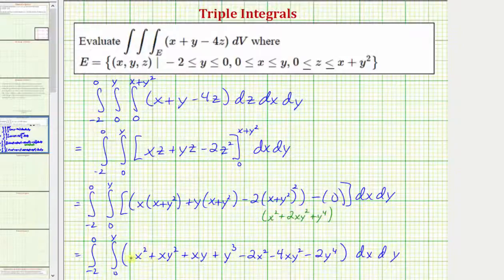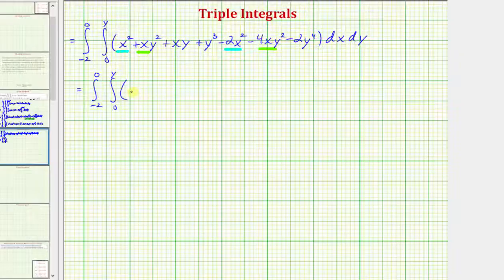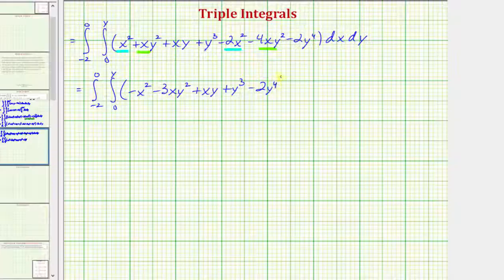And now we'll simplify here by combining like terms. So we have 2x squared terms. We also have 2xy squared terms. So the simplified integrand function is going to be -x squared, and then minus 3xy squared, and the other terms remain the same, so we have plus xy plus y cubed minus 2y to the fourth.